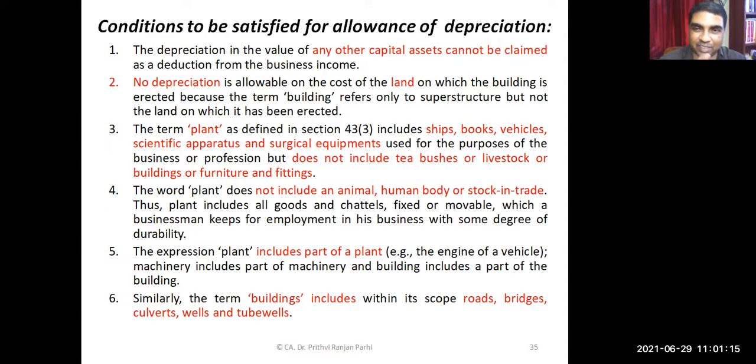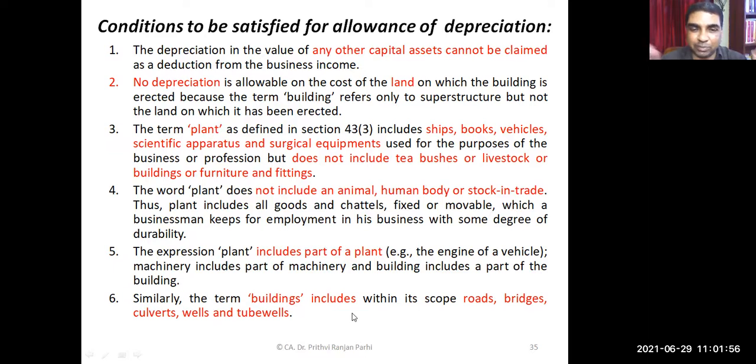Depreciation is allowed on plant. Therefore, depreciation is allowed on books, on surgical apparatus, surgical equipments, on all these things. Plant does not include animal, human body, or stock in trade. Stock in trade means which is intended for the purpose of trading. So that is not plant. So only capital assets are chargeable to depreciation. So this is the meaning of plant. And plant also includes a part of the plant. Suppose the spare part of a plant, an engine or a machine, that will also constitute plant. Plant is eligible for depreciation.